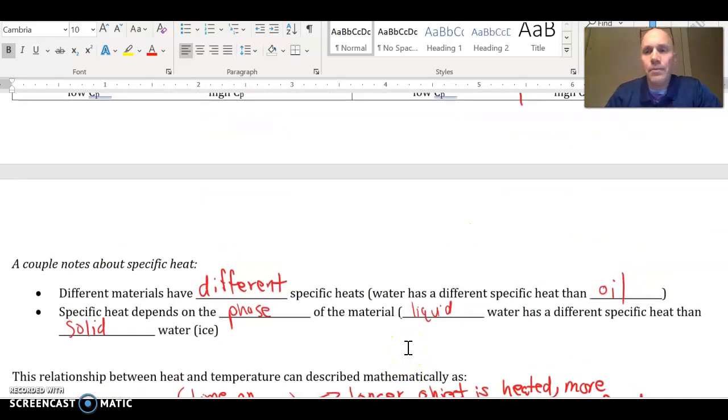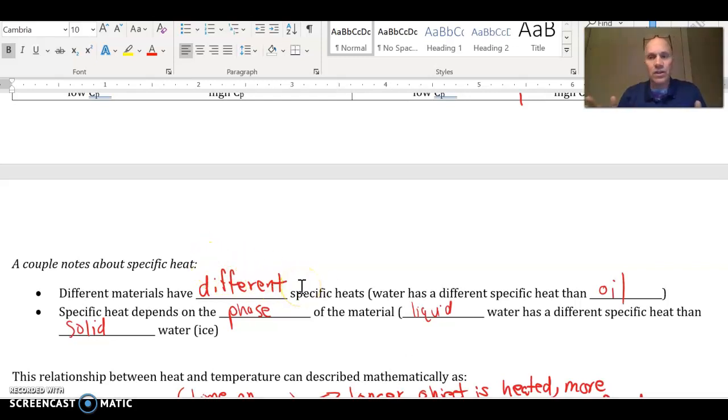So in this video, we're going to be talking about how we're going to be able to use specific heats in calculations having to do with materials. Talking about how a certain amount of heat that's absorbed by an object would result in its temperature changing. All right. So first, a little bit about specific heats.